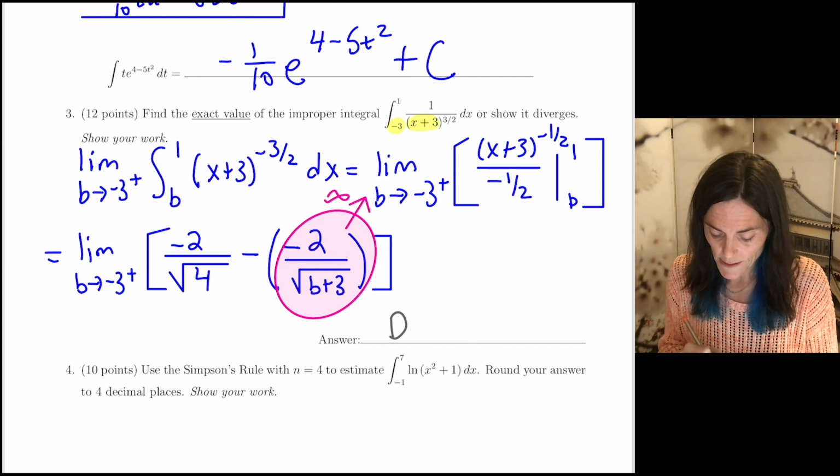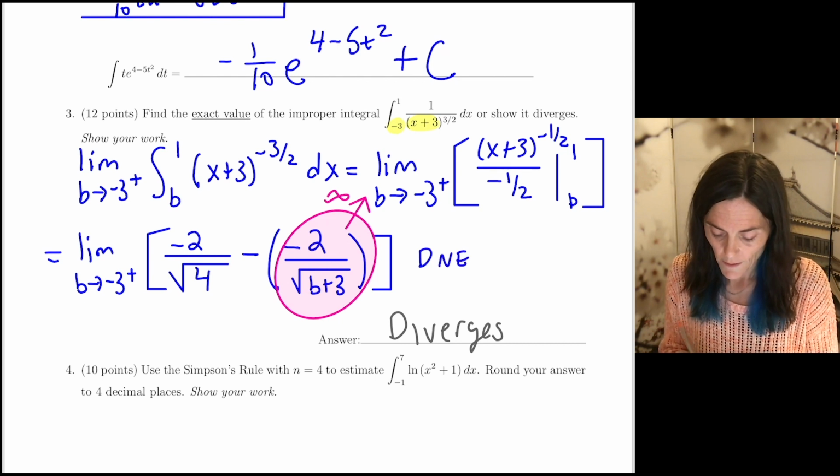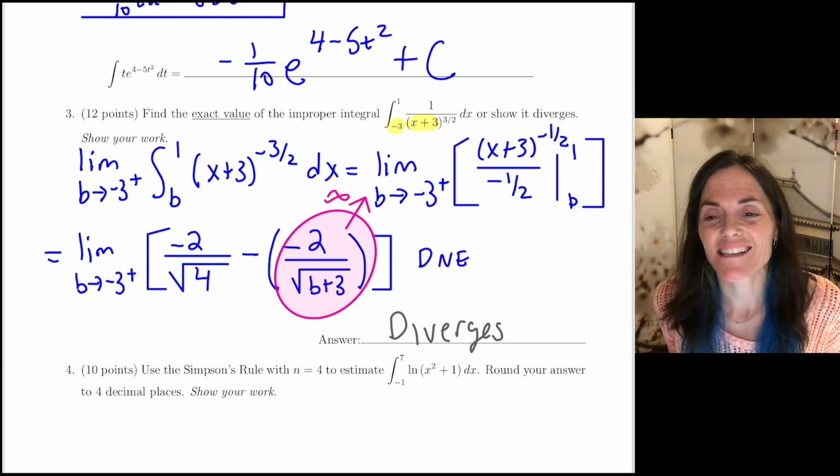And the answer here is diverges. The limit does not exist as a finite number. The improper integral diverges.